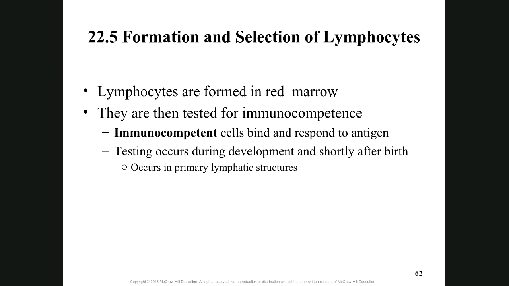We know that the primary lymphatic structures are the thymus and the bone marrow.